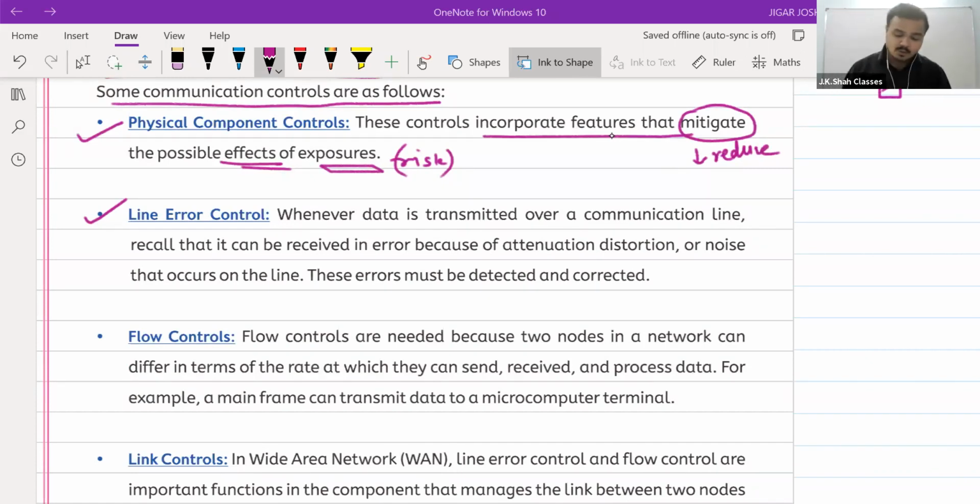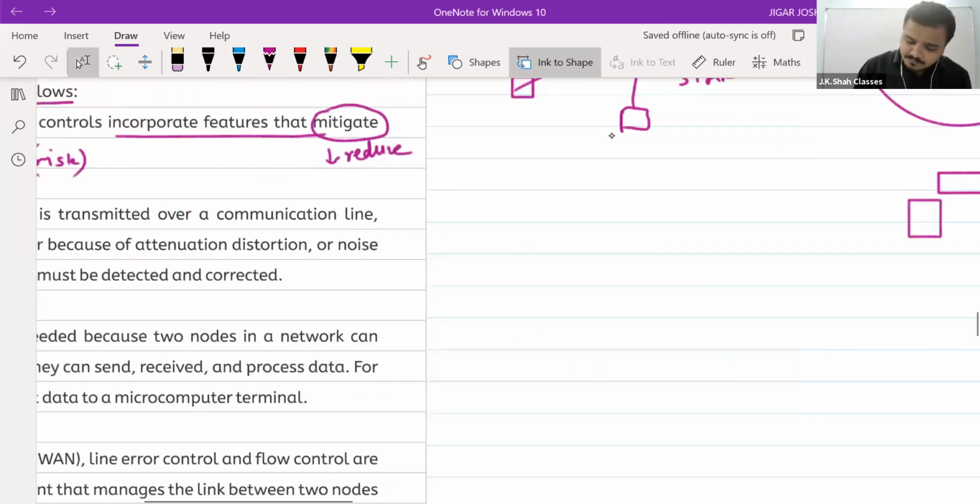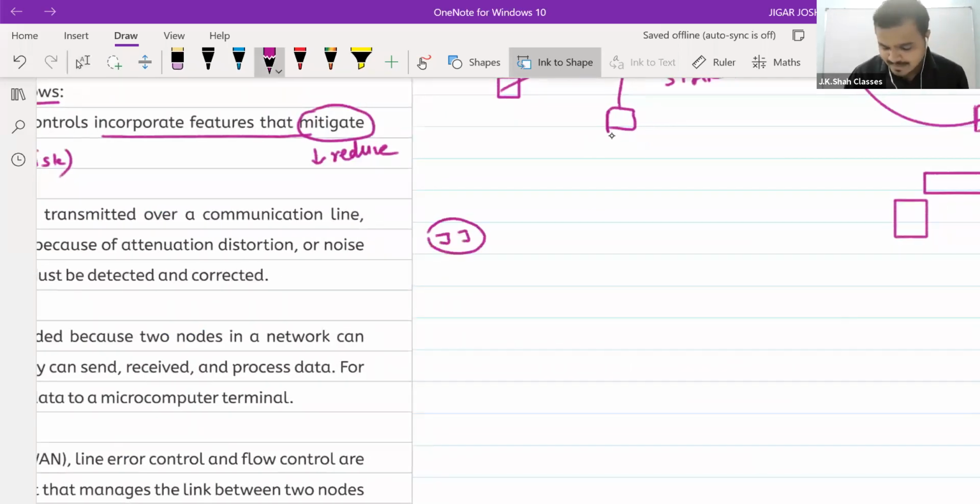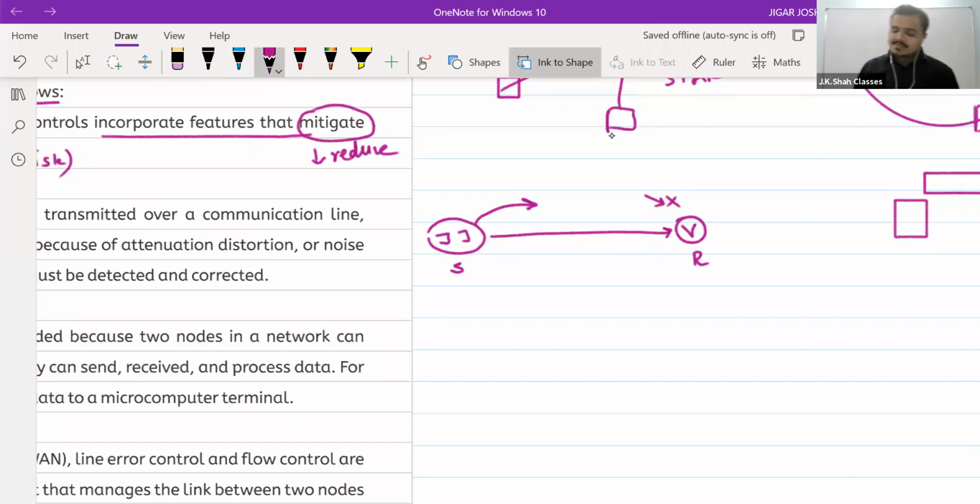So the second one which we have is called what? Sir, line error control. Now what is line error control? Let me tell you. Suppose Jigar Joshi wants to send an email or a message to Vishal. Yes, sir. So Jigar Joshi is the sender and Vishal is the receiver. Now suppose Jigar sir is taking utmost responsibility to send this data. From Jigar sir, this data is moving, but it is not getting delivered to Vishal. It means what? Sir, it means very simple. Please check this line, somewhere there could be an error. Yes? Yes, sir.